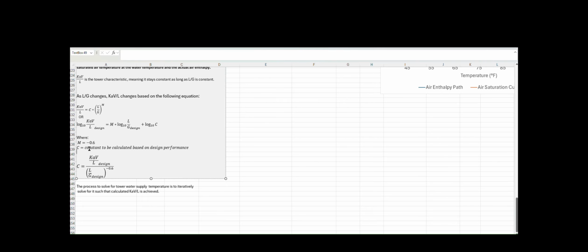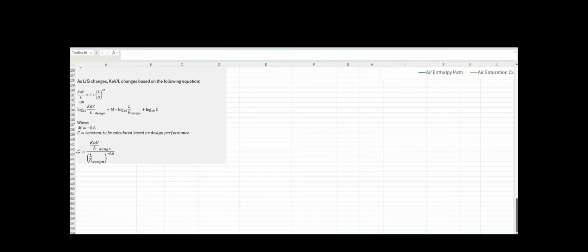Now C is going to be constant, but you need to calculate what that is for your cooling tower. So what you do to calculate that constant C is plug in your design characteristic number, your KAV over L design, divided by your L over G design to the M, which is negative 0.6, and that's your C constant. So once you know C, you can plug in any L over G ratio, and then you'll calculate what your characteristic would be based on that input L over G ratio.